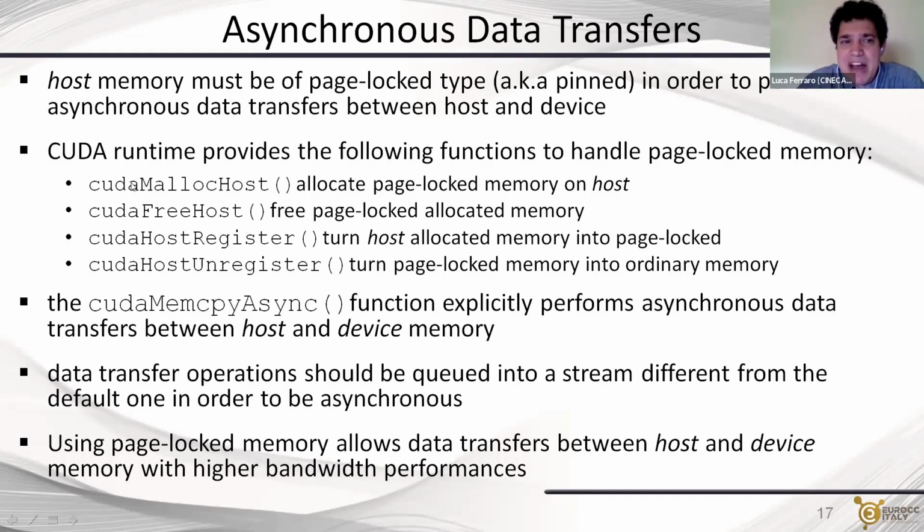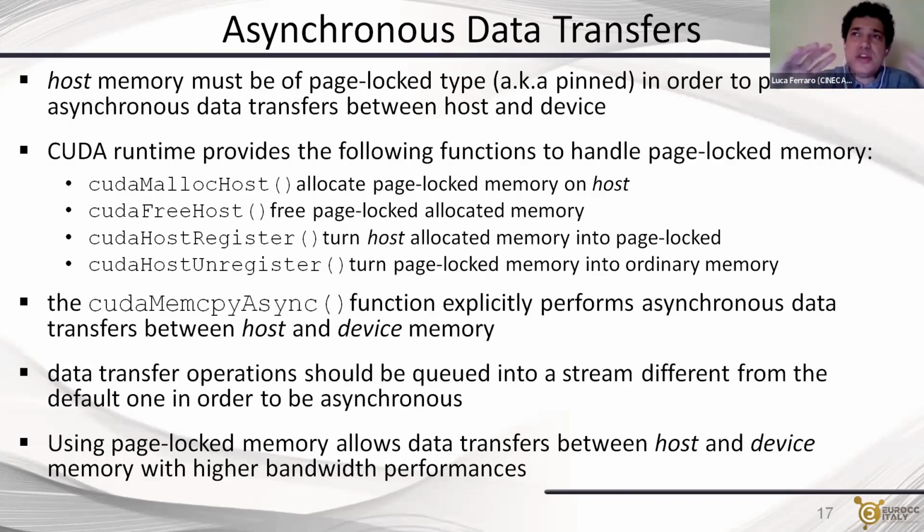If you allocate a buffer with CUDA malloc host, you also have to free it with CUDA free host. Okay. If you already have an allocated buffer from a new operator or from a malloc or similar in your code, you can convert it into a pinned buffer using, for example, the API CUDA host register. This will turn host allocated memory into page-locked memory.